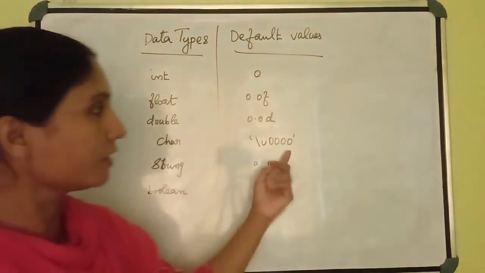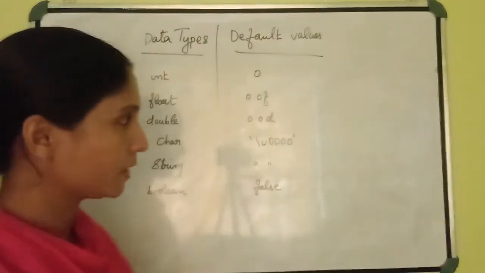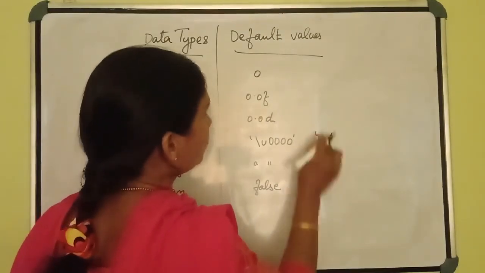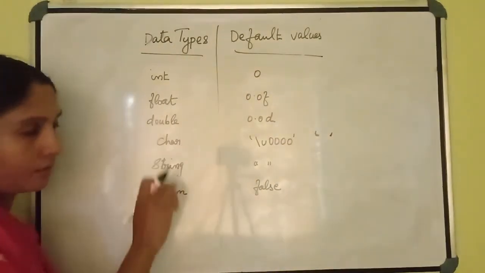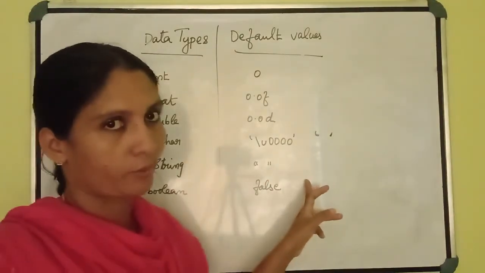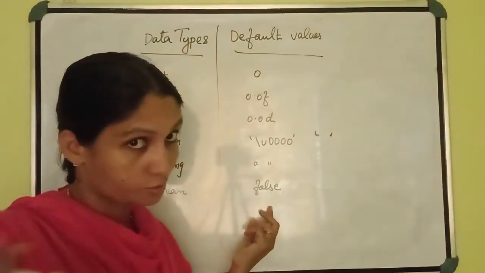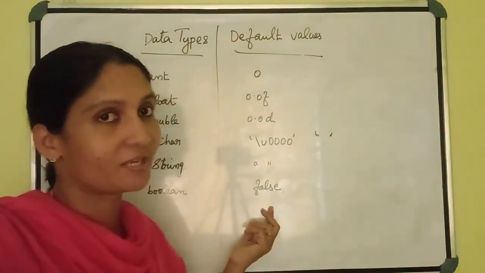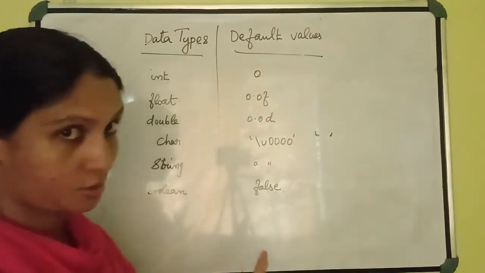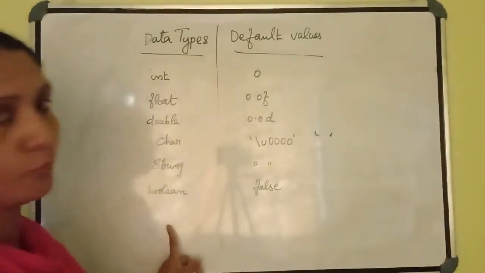For char data type, within single inverted commas, backslash u 0000. This represents a Unicode value. Instead of this one, you can use empty single inverted commas. This is the default value of char data type. And what's the default value of string data type? Double inverted commas, empty. And boolean data type's default value is false, not true. Sometimes we think that it must be true, but it is not. False is the default value of boolean data type.